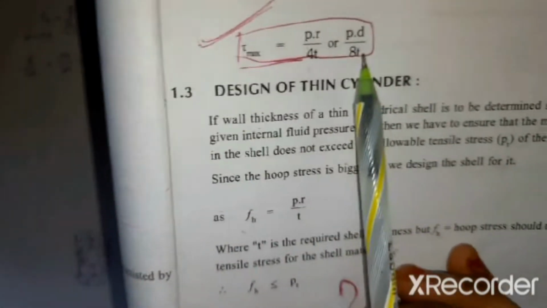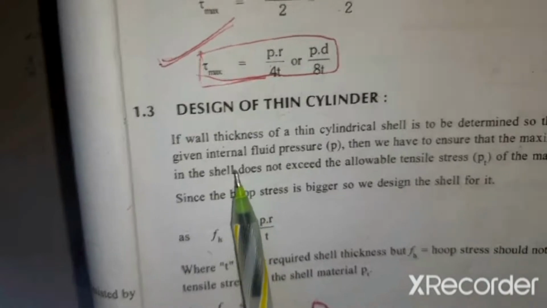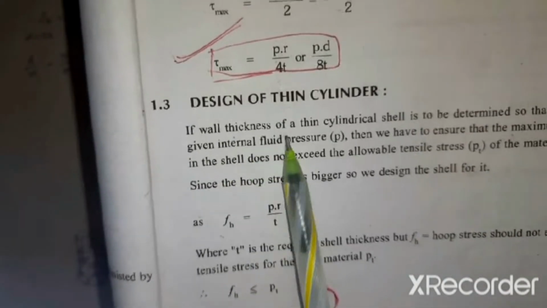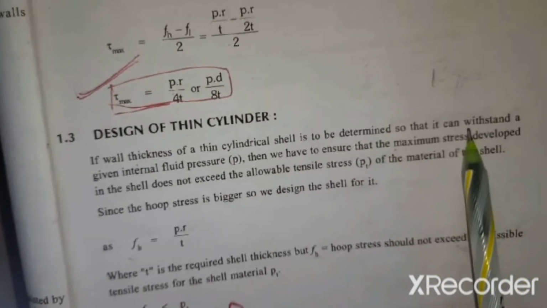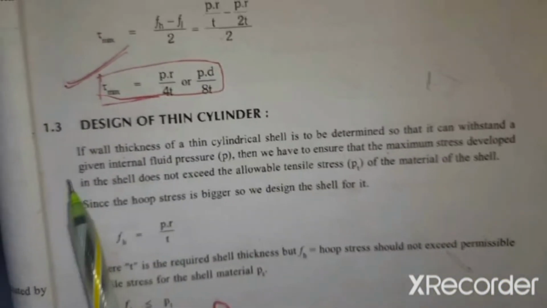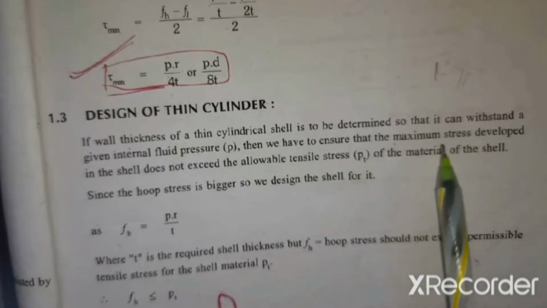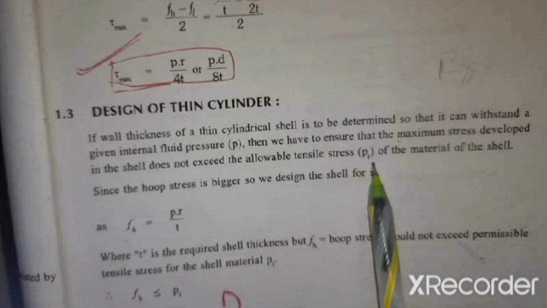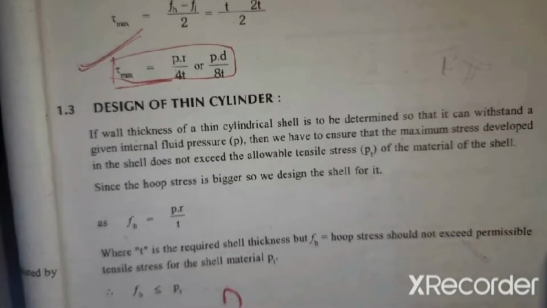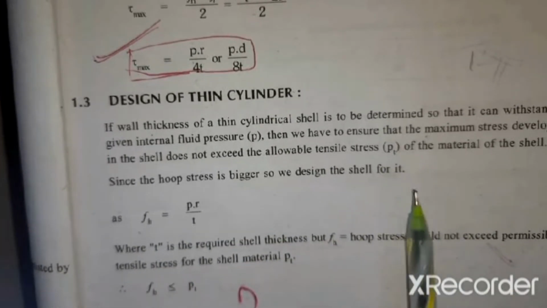And the next topic we go to is design of thin cylinder. In this topic we learn that if the wall thickness of the thin cylinder shell is to be determined so that it can withstand a given internal fluid pressure P, then we have to ensure that the maximum stress developed in the shell does not exceed the allowable tensile stress PT of the material of the shell. Here we can see that hoop stress is bigger, so we design the shell for it.